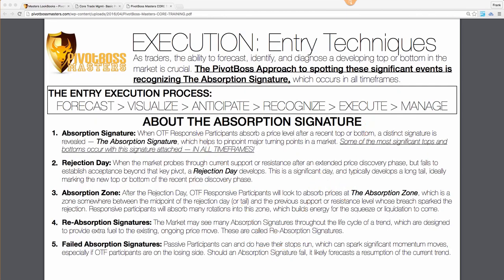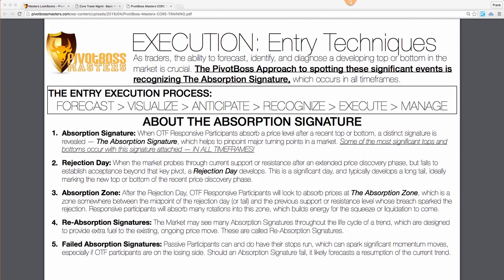And lastly, there's failed absorption signatures. Failed absorption signatures occur when passive participants get their stops run. OTF responsive participants can and do have their stops run, and when they get their stops run, significant momentum moves do occur, big time moves. If it's an OTF participant and they're getting their stops run, you're likely going to see a resumption of the current trend as that major turning point actually fails. We'll see an example of that as well.